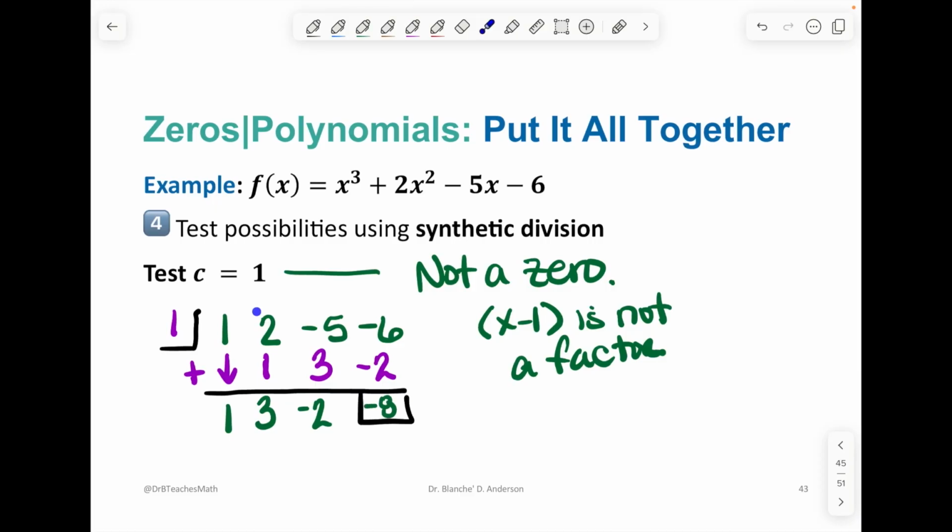So 2 plus 1, that should have been 3. And then 3 times 1 gives me 3. So that was right. So the remainder's not 0. So C equals 1 is not a 0. That is still correct. And x minus 1 is not a factor. I just wanted to correct that last segment that you saw because it's clearly not right. Thanks.